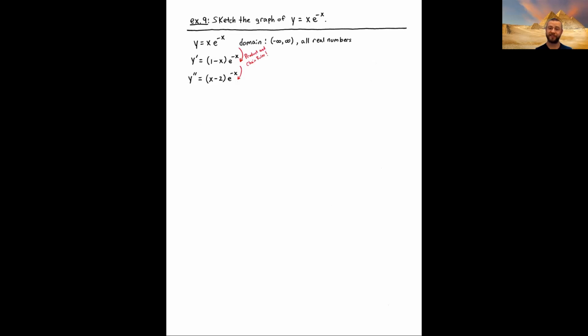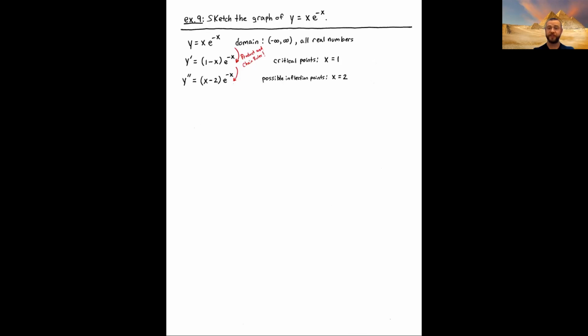That should be very straightforward compared to the previous examples that we've worked on. And since we have an exponential factor in the function, as we've always done, we have factored that out after applying the product rule. Now that you have fully simplified first and second derivatives, it should be very easy to find the critical points and possible inflection points. You get a single critical point, x equals 1, and a single possible inflection point, x equals 2.